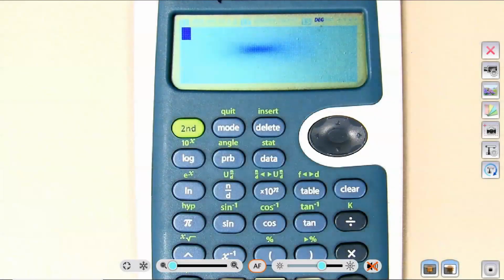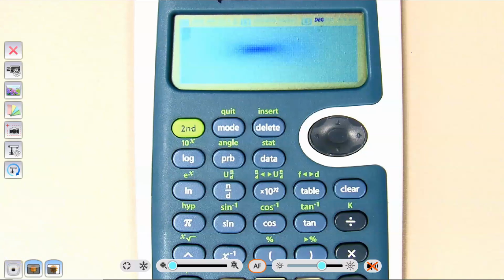Lastly, note the arrows or cursor button at the far top right of the calculator. This key allows you to move the cursor, that is the blinking rectangle, up, down, left, or right.